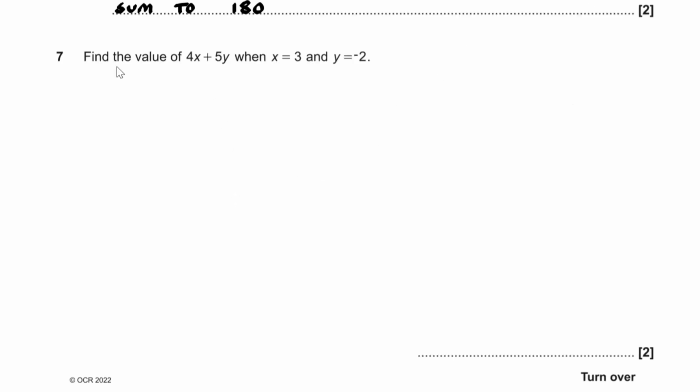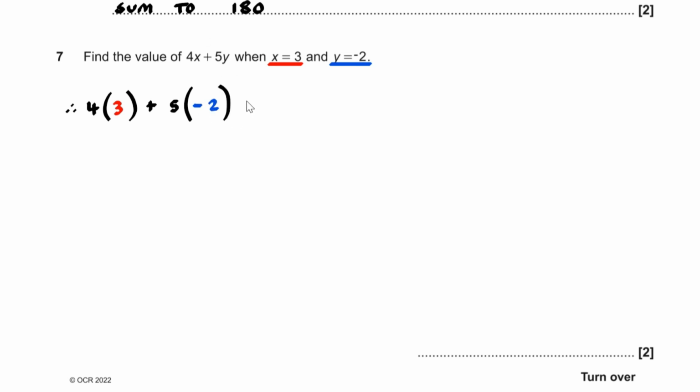Question number 7. We have to find the value of 4x plus 5y when x is 3 and y is minus 2. With x equaling 3 and y equaling minus 2, we can substitute these values into this expression. So we have 4 multiplied by x, which is 3, plus 5 multiplied by y, which is minus 2.